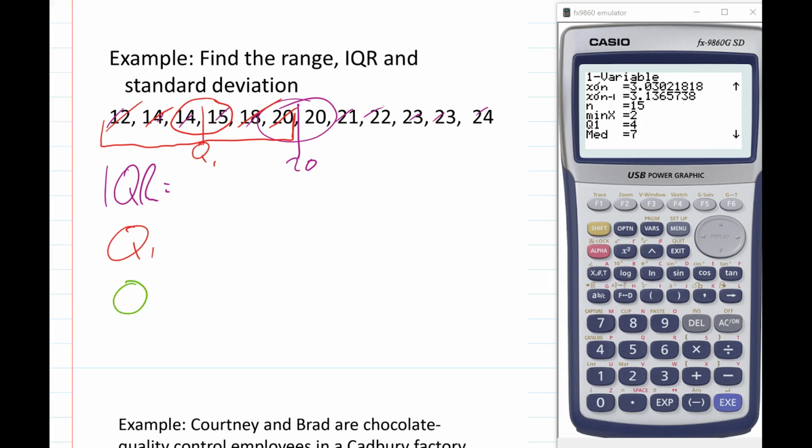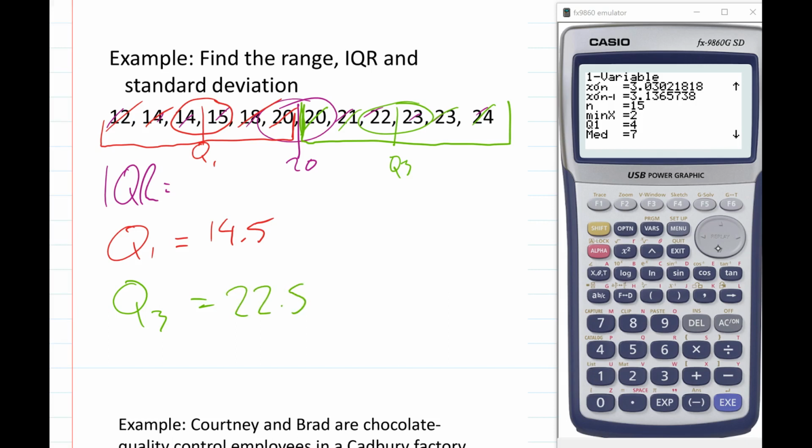I'm going to use green to show you where Q3 would be. So just like we used the bottom 20, we're going to use this top 20 in our top half. And I'm going to work my way in. And then I'm going to find out, oh look, I've got two middle numbers there, so Q3 has to be in between those ones. Now, because these are consecutive numbers, I can actually work it out. Halfway between 14 and 15 is going to be 14 and a half. Halfway between 22 and 23 is going to be 22 and a half.